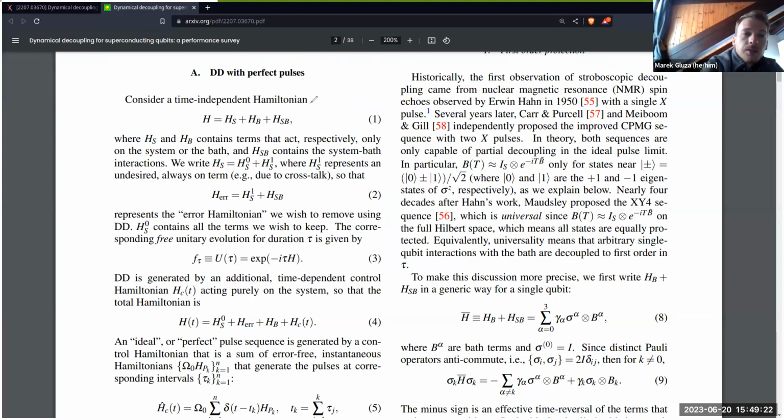Okay. So consider a time-independent Hamiltonian here. And we need to understand what are those letters here, because each H will be a Hamiltonian, okay? So HS and HB contain terms that act respectively on the system and the bath, okay? So I will have my qubit Q, which is actually the system S. And then there is also a bath. So what can be the bath?